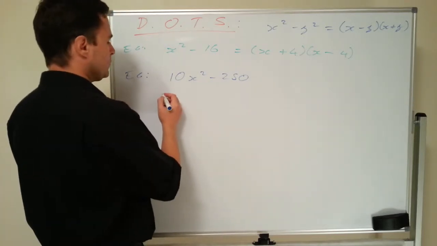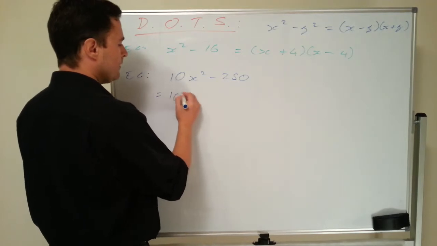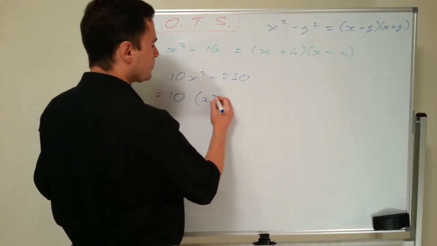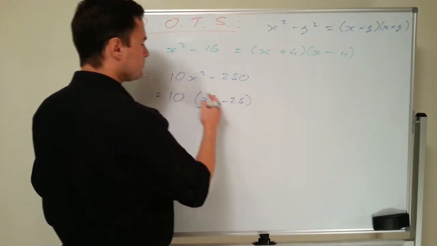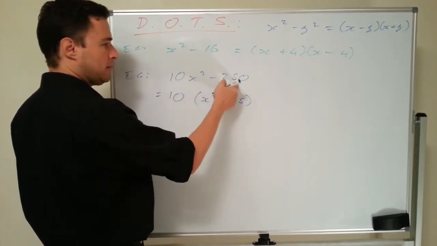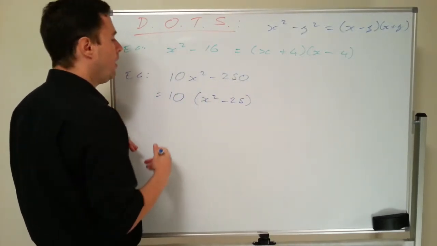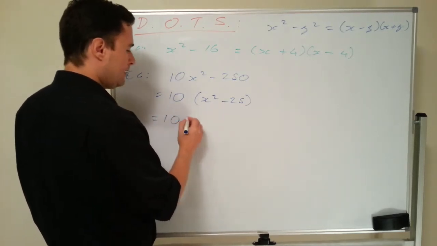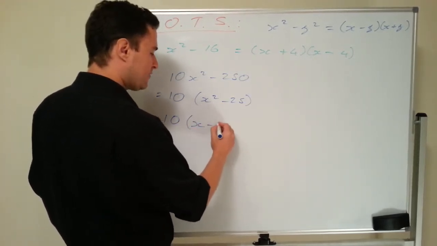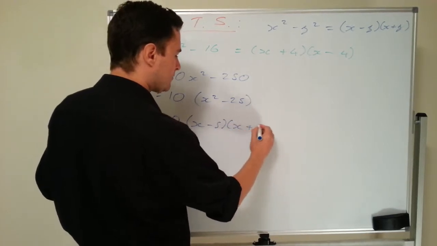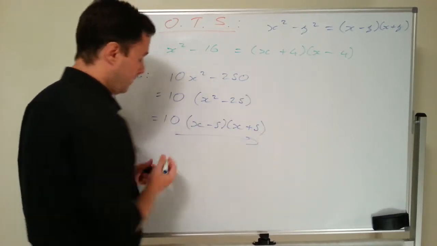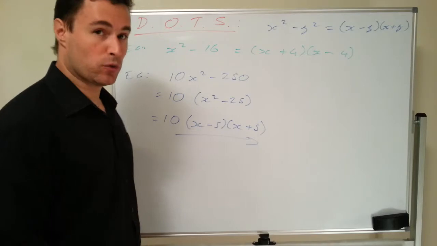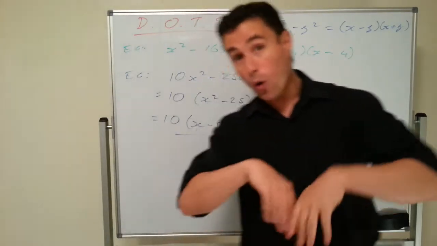So let's see what happens if I do this. If I pull out a 10 in the front there, I'm left with x squared minus 25. Pull out a 10 from there, I get 25. Wow, look at that. There's a difference of two squares. So I've got 10, and I've got (x minus 5)(x plus 5). Okay, and we're done.